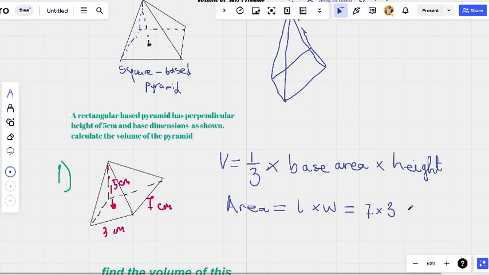Then we bring the area value into the formula of the volume and find the volume of this rectangular base pyramid. So I bring the 20 into this place. We say times 20 centimeters square times the height. What's the height? The height is 16.